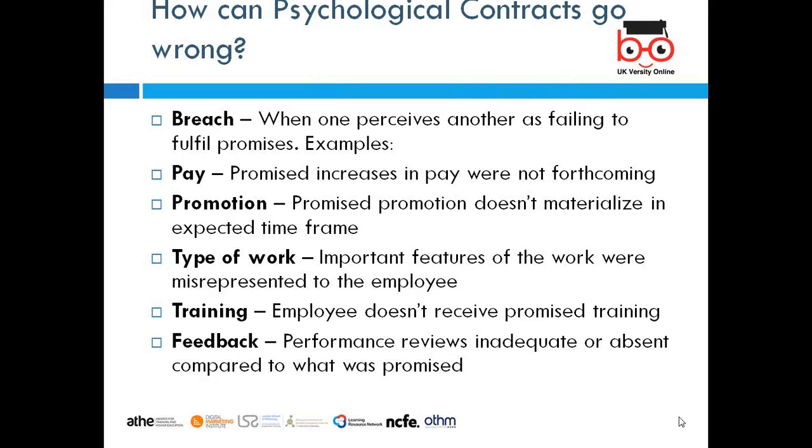What is meant by breach? When one party is failing to fulfill the promise. For example, they promise you a break, but they do not give you a break. Or there will be a pay increase after one year, but there won't be. A promised promotion does not materialize. The type of work or features of the work may be misrepresented. They said you will work only on the front desk, but you're doing both, working with the chef, helping the cleaner, and doing other jobs as well, which doesn't match my job description.